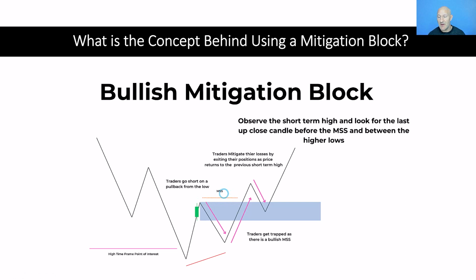This puts all of those traders who are trying to go short into a losing position. And so now they're looking to try and mitigate those losses. So once price starts to trade downwards again and we go back into this zone of the short-term high, traders are going to be closing out their positions. So they're going to be buying these positions back to close and mitigate those losses. And so once again, these trapped traders are closing out their positions here. So they're coming in and buying to close out those short positions. And that helps to drive price up.